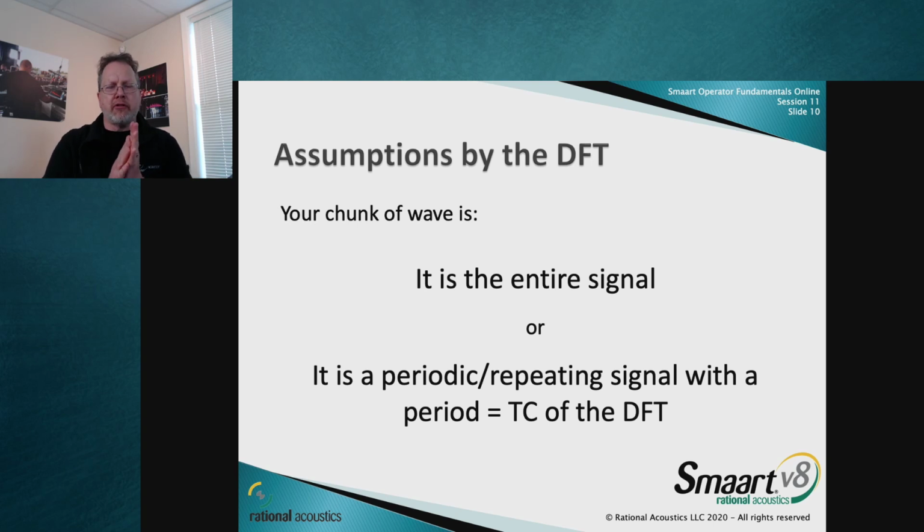Okay. So the basic assumption of the DFT, a discrete Fourier transform, is that it's grabbing your signal. Mathematically, and this is kind of a paraphrase, the assumption is that whatever signal you've got there represents the entire signal. Or if it doesn't represent the entire signal, whatever chunk you've got is actually an infinite repeating signal, which is not true.